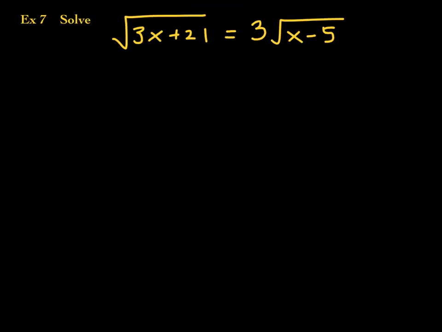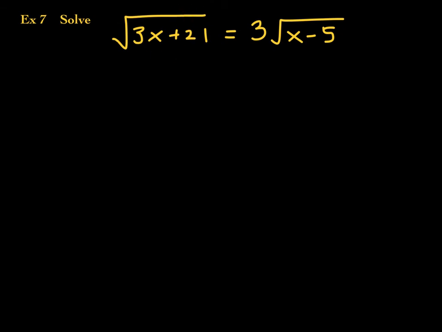In example 7 here, you have the square root of 3x plus 21 is equal to 3 times the square root of x minus 5. Now, for the first time, you have two radicals. Which one should you isolate? Well, the first one, because on the left-hand side it's already isolated. If you chose to isolate this one, you'd have to divide both sides by 3. You're going to get 1/3 over here as a fraction. That sounds like a mess. This one's already isolated, so why don't you start there?